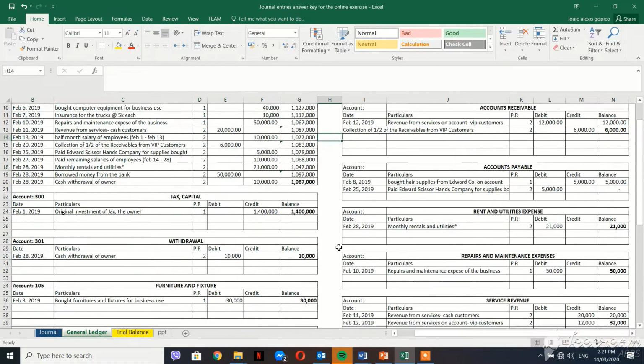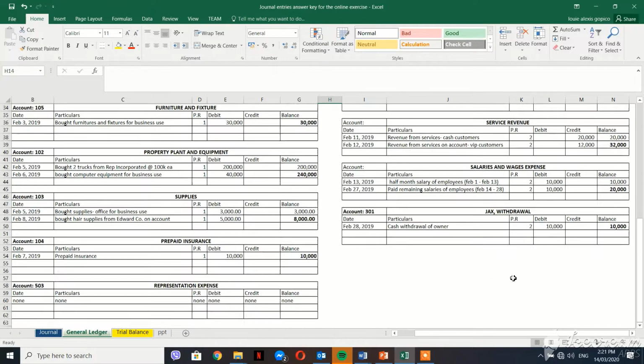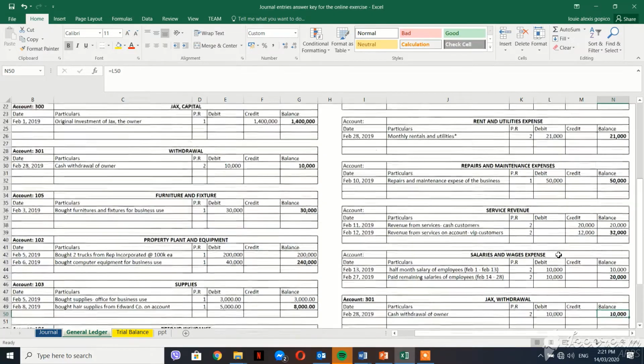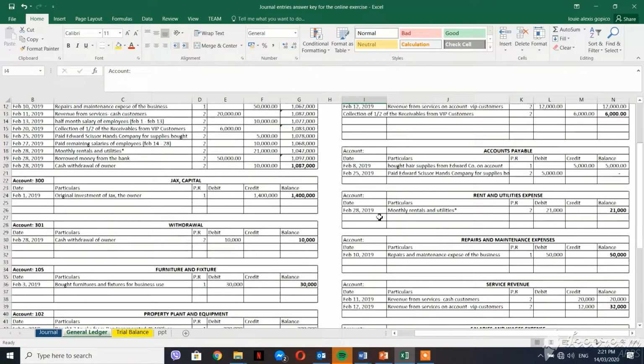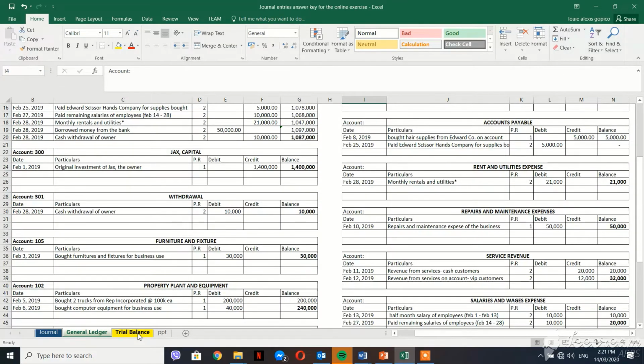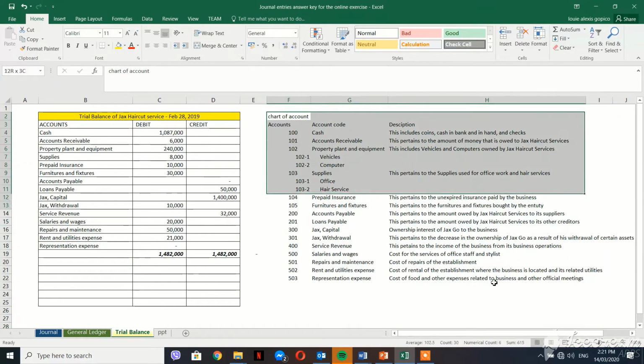Okay? Okay. So, cash withdrawal is a debit. So the balance is 10,000 debit balance. So basically, I forgot to write the account code. Anyway, you just have to refer to the chart of accounts that I created.